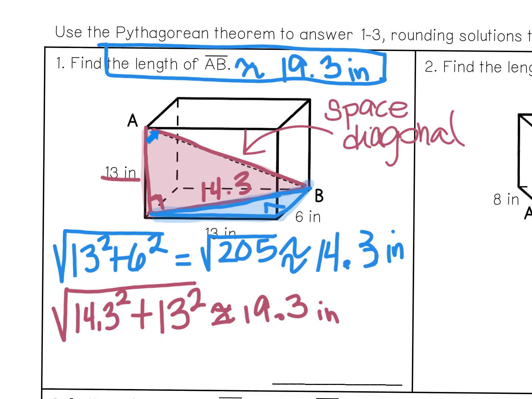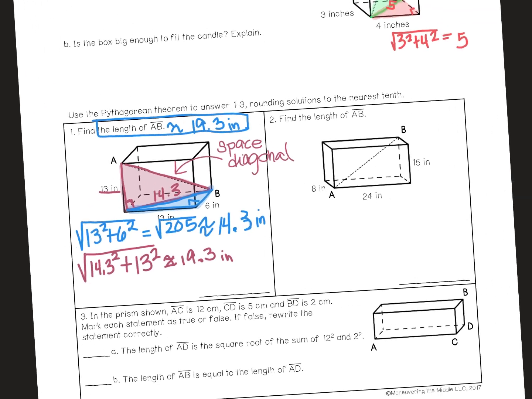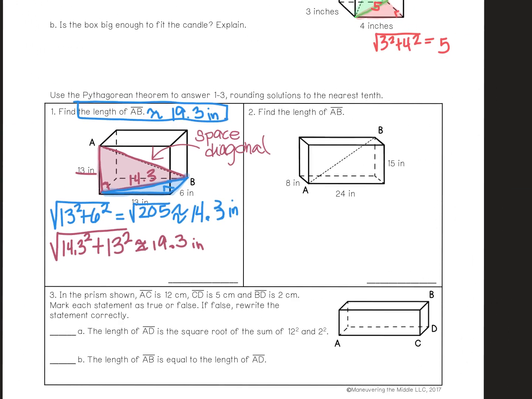So that is the space diagonal. The line AB is approximately 19.3 inches. So I'm going to give you a minute to look over that if you need to, process a little bit. And then I'd like you to get started on number 2, and then come back and see if you're understanding or getting the hang of it.